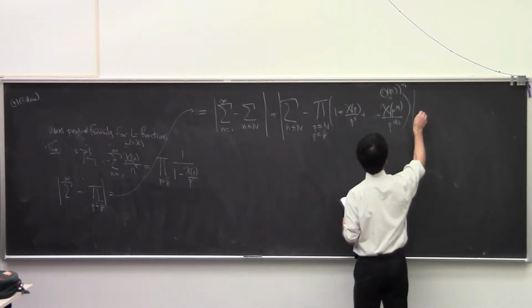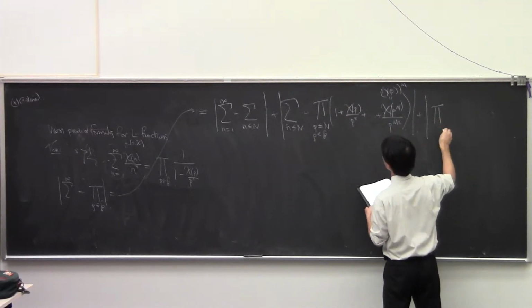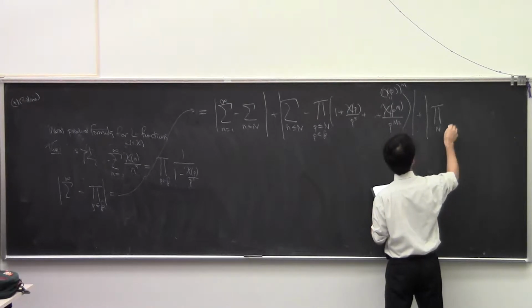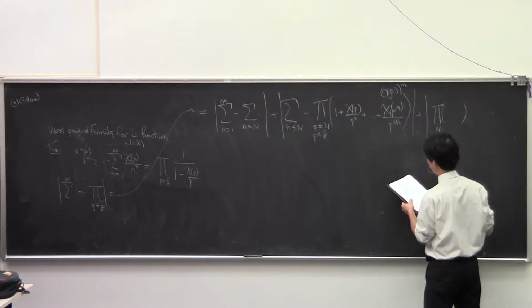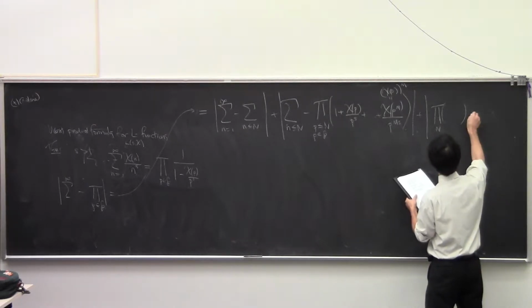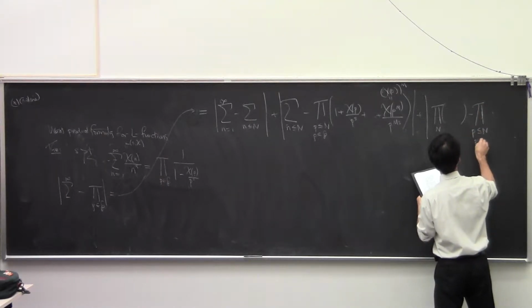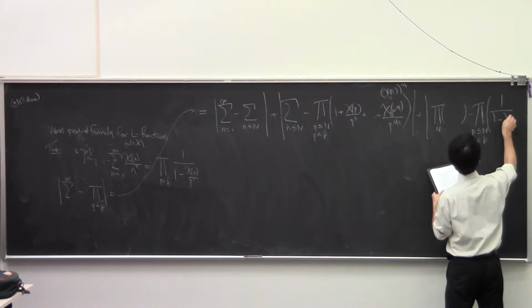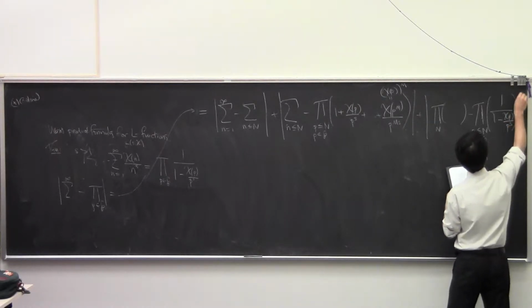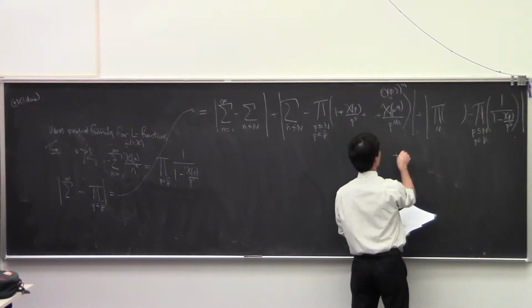Okay, and then we add on that same thing, and there's m, and we subtract off this thing, the product over primes p less than N of 1 over 1 minus chi(p) over p to the s. And of course we have to add that thing on.